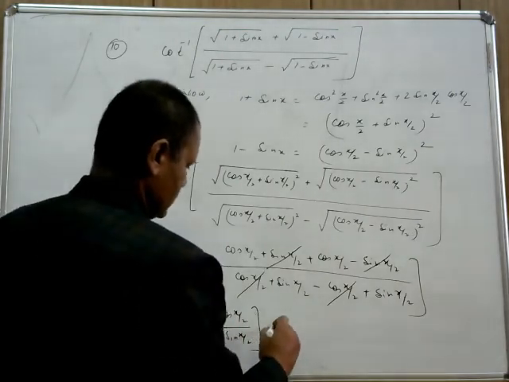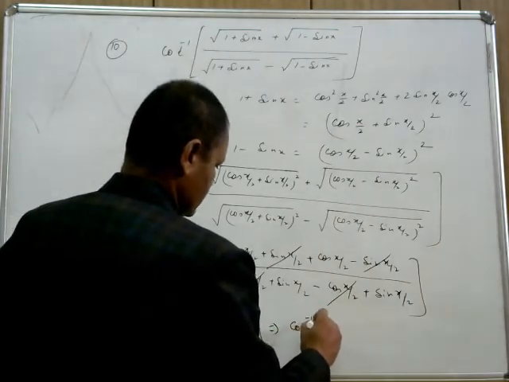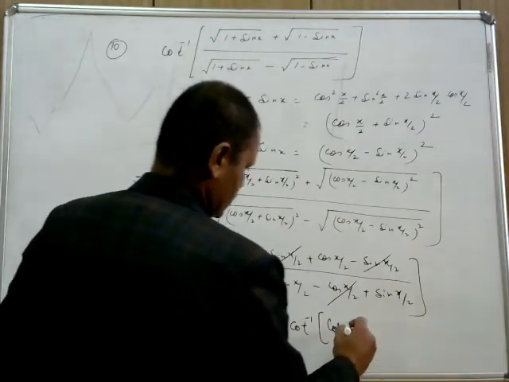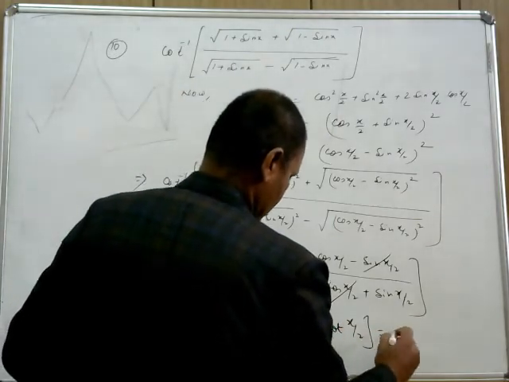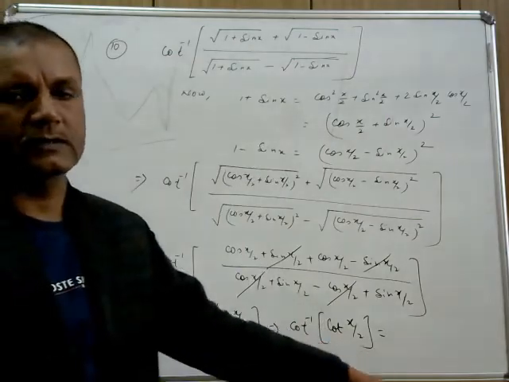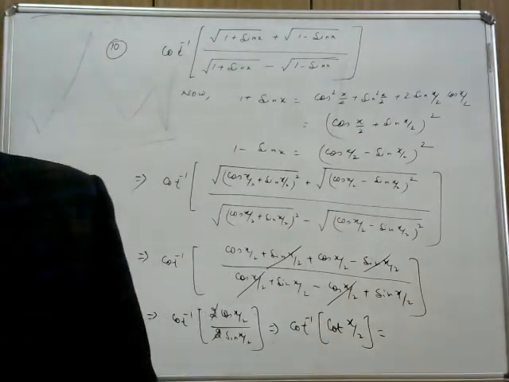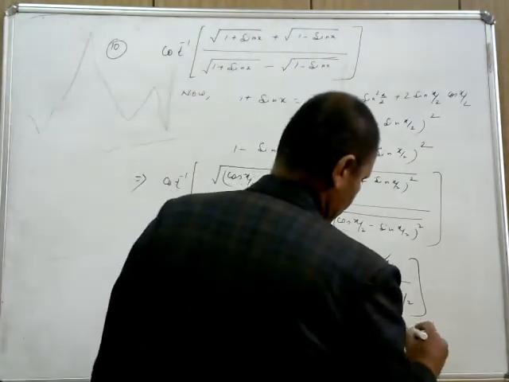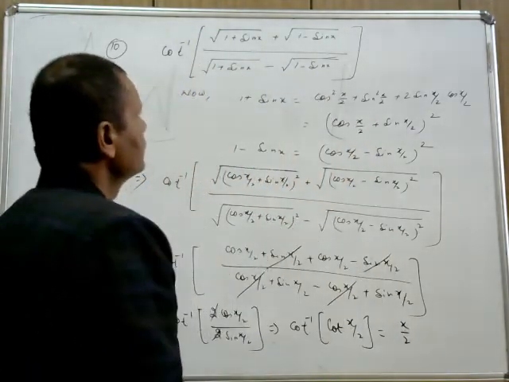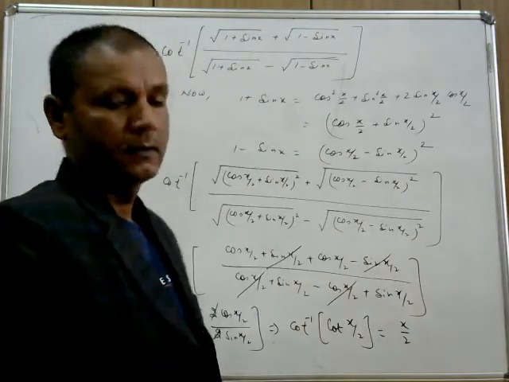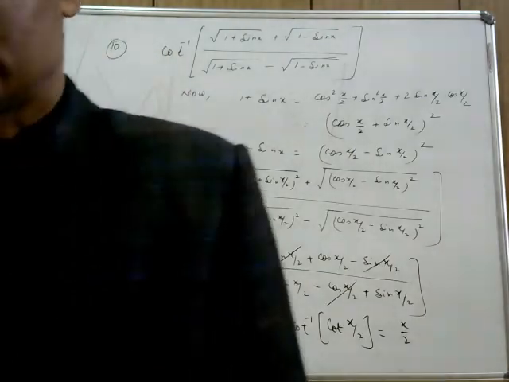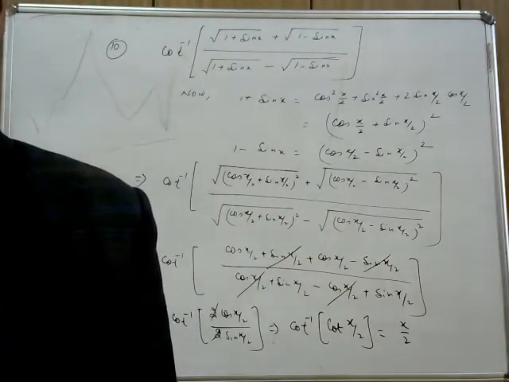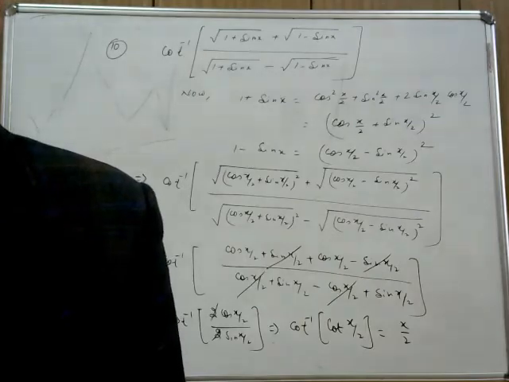2 and 2 is cancelled. We will get here cot inverse cos x by 2 upon sin x by 2, which is equal to cot x by 2. And again see what I got, cot inverse cot x by 2. When we have cot inverse cot x by 2, it is equal to how much? x by 2. Therefore that is equal to x by 2, and that is the answer of the given question, question number 10. Right? Now question number 11.